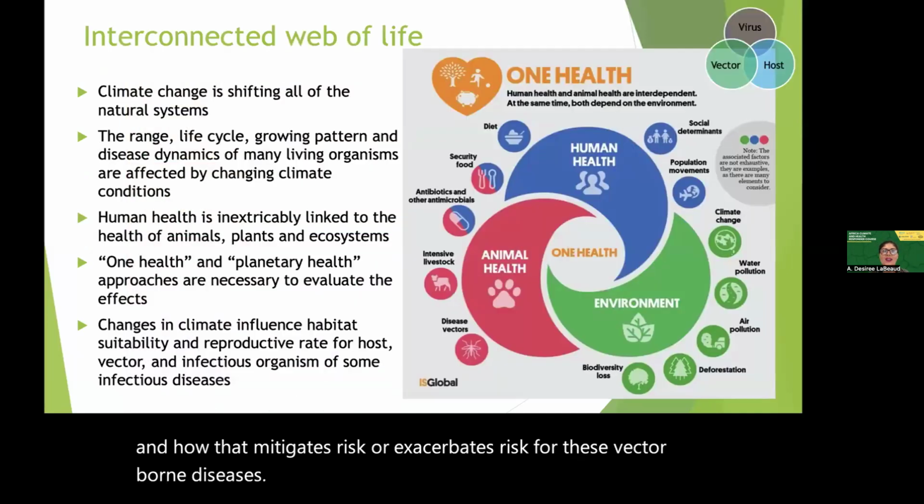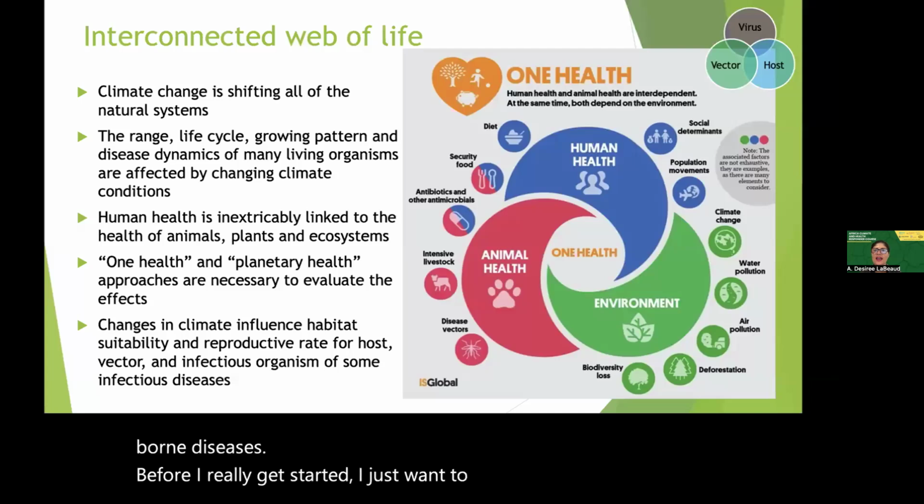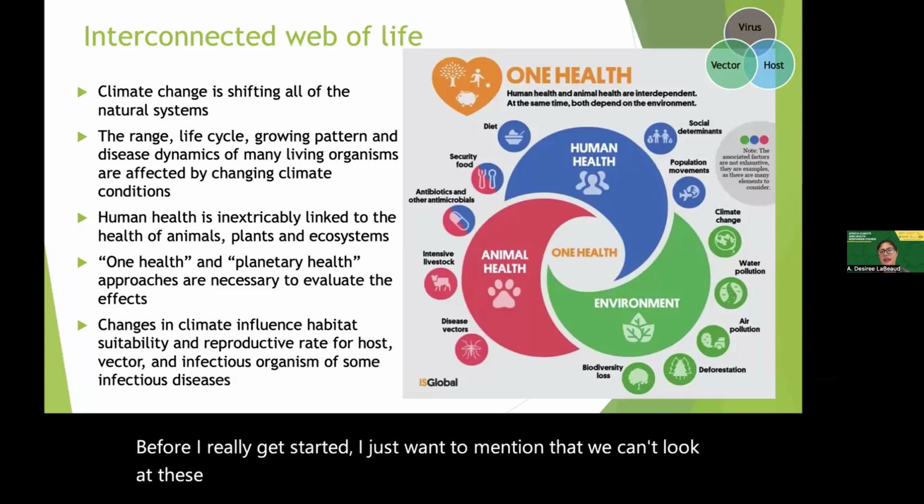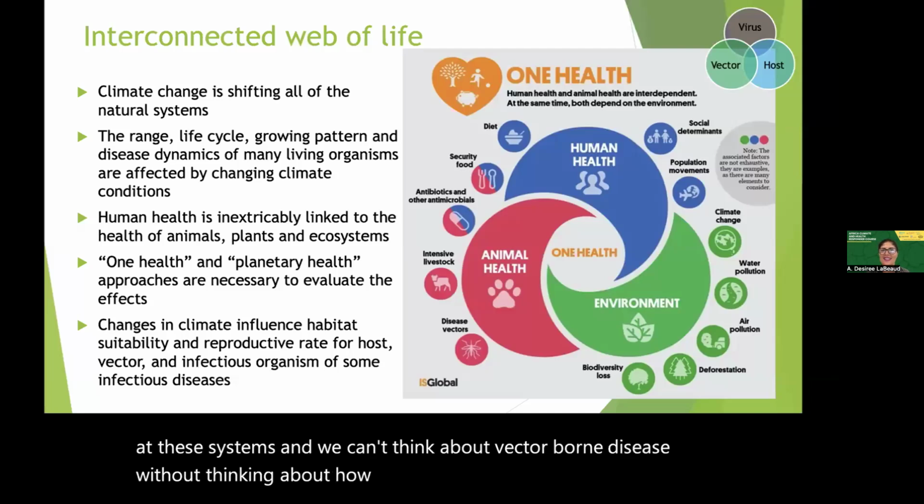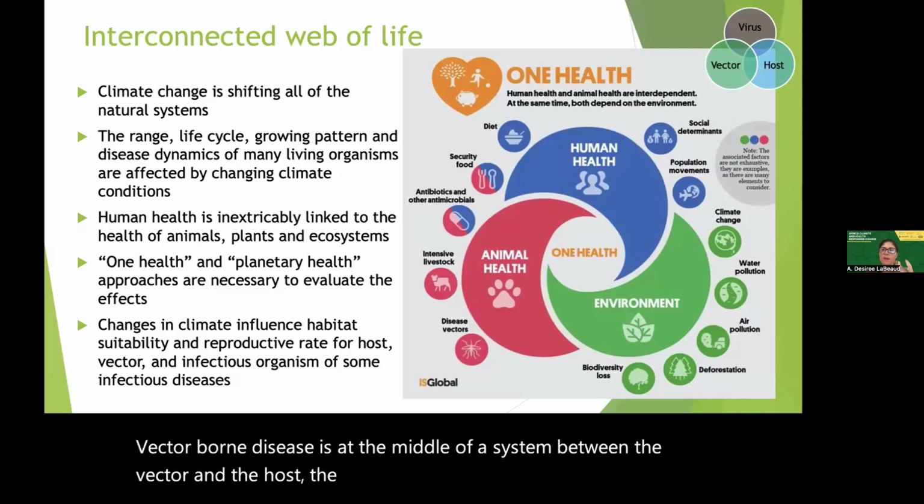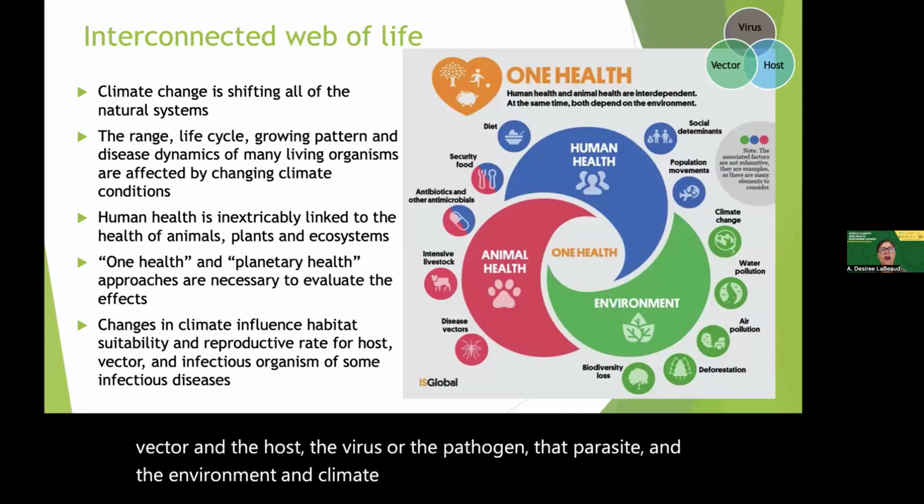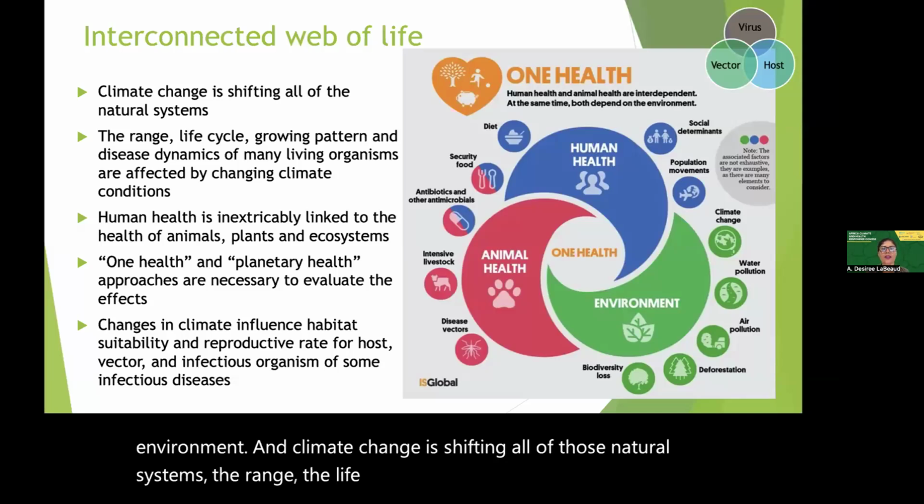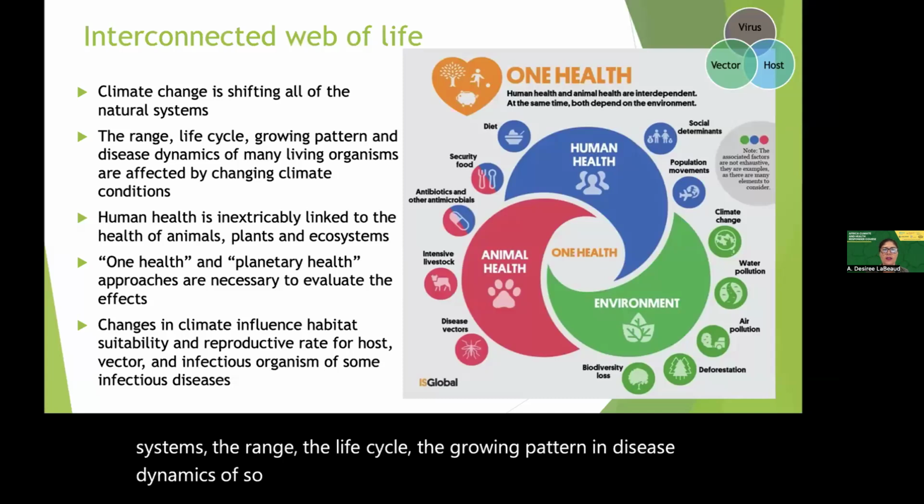Before I really get started, I just want to mention that we can't look at these systems and we can't think about vector-borne disease without thinking about how we are all connected in a web of life. Vector-borne disease is at the middle of a system between the vector and the host, the virus or the pathogen, the parasite, and the environment. And climate change is shifting all of those natural systems: the range, the life cycle, the growing pattern, and disease dynamics of so many different living organisms.